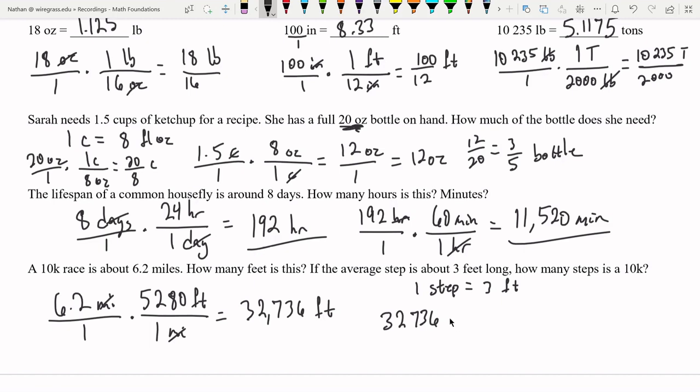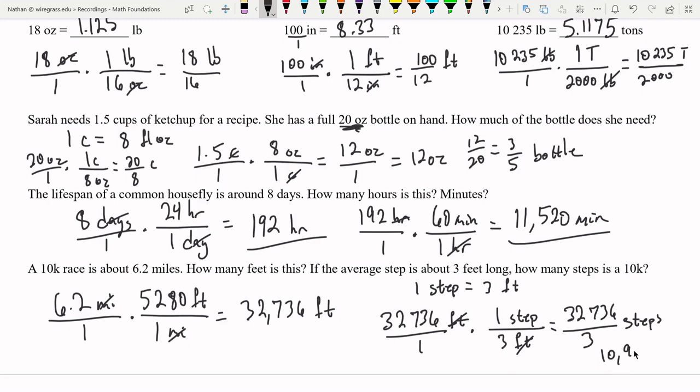So we're going to take 32,736 feet over 1 and multiply it by the unity fraction. I'm going to do 3 feet on bottom and 1 step on top. And you can see I'm going to multiply across, the feet cancel, and we're going to get 32,736 over 3 steps. Plugging it in a calculator, I get 10,912 steps.